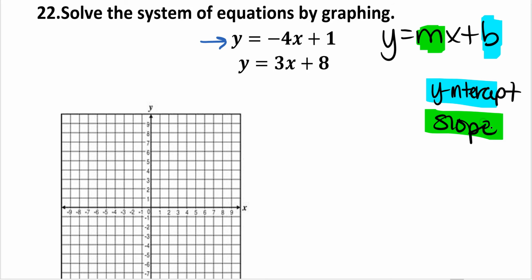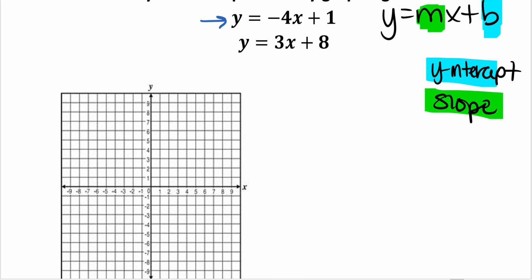So we're going to plot our y-intercept, which is 1, and then the slope is -4. So we're going to go down 4, 1, 2, 3, 4, right 1, down 4, 1, 2, 3, 4, right 1. And then we're going to draw our line.